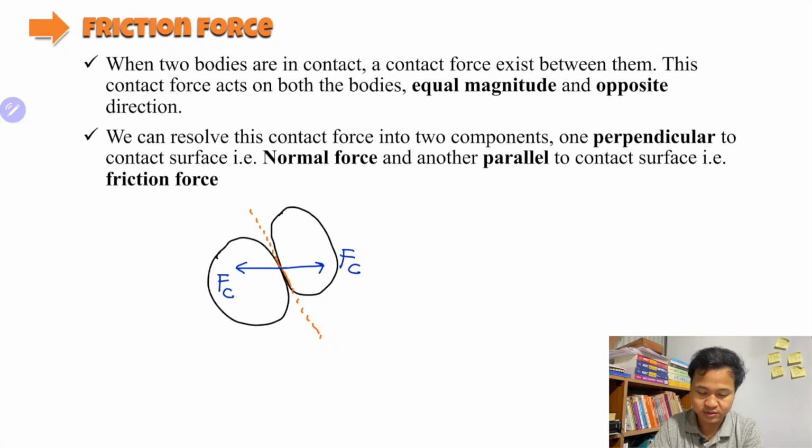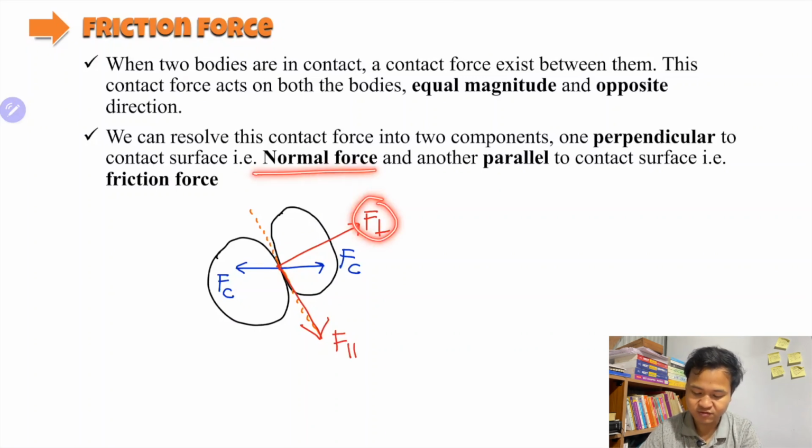It will act on both bodies. The contact force is equal and opposite on the two bodies. We can resolve this contact force into two components: one perpendicular, another parallel, F parallel. The perpendicular component is called the normal force, and the parallel component is called the friction force.